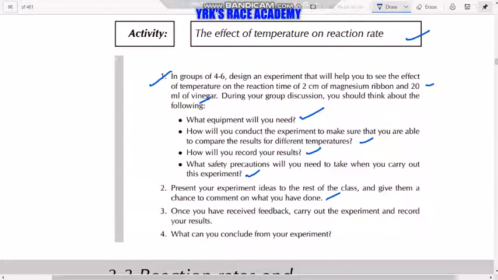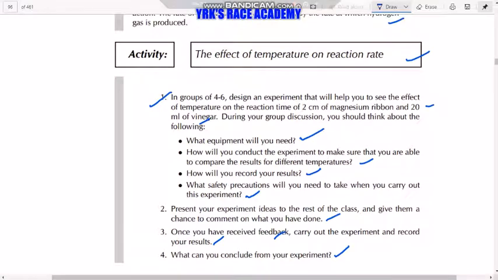This is for students. Once you have received the feedback, carry out the experiment and record your results. What can you conclude from your experiment? Finally, in this experiment, when you increase the temperature, what will happen?